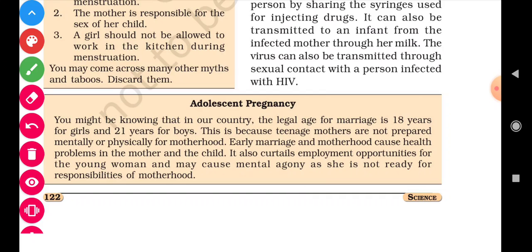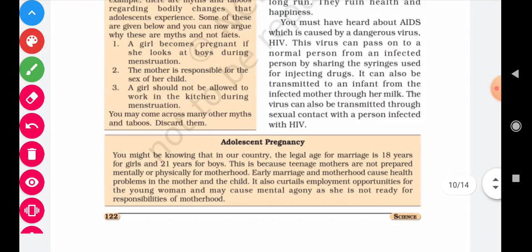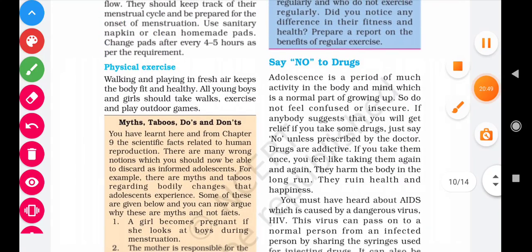So this thing is very bad for teenage girls because they are not mentally prepared for the responsibilities of motherhood. So this should be prevented, so that girls do not become pregnant very early in their teenage. So this is not good for the girls. Okay. So this is all about this chapter, students.